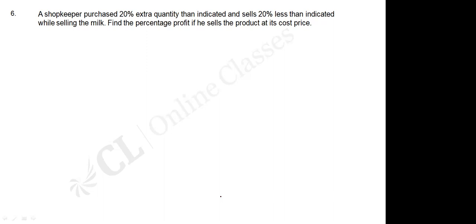Ashok purchased 20% extra quantity, then sold 20% less than indicated while selling the milk. What is the percentage profit if he sells the product at its cost price?